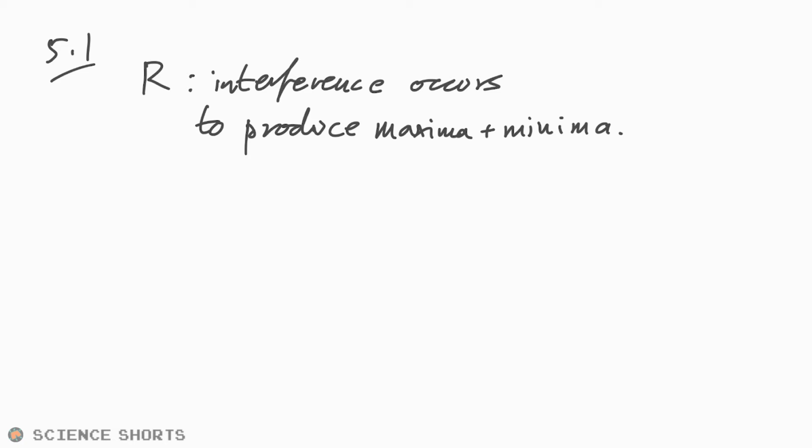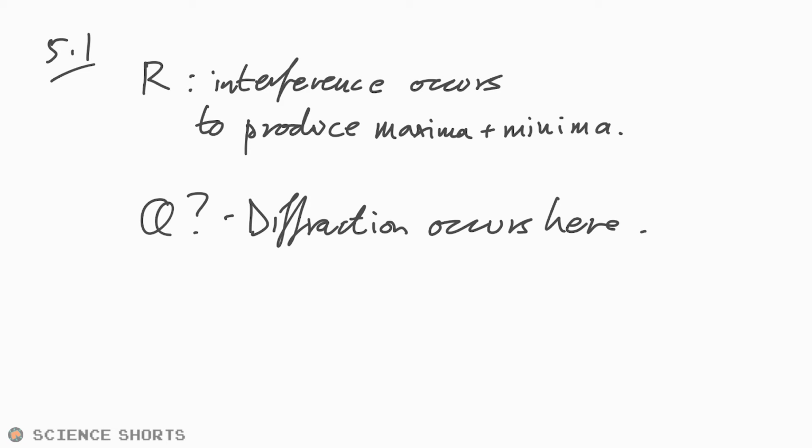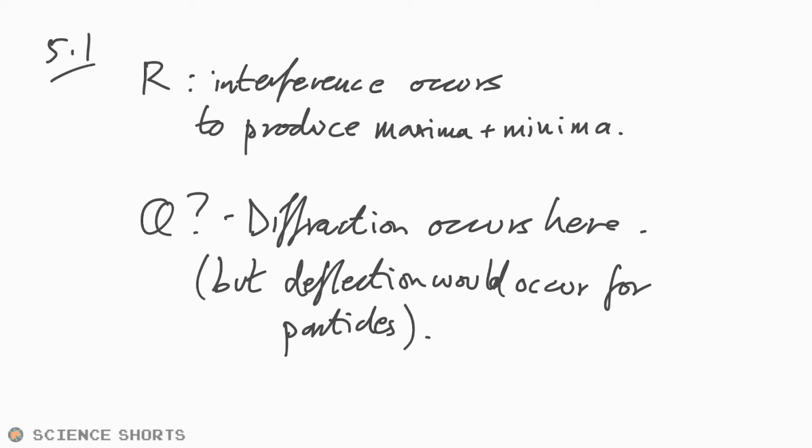However, you would be forgiven for thinking that Q, we could say as well, because diffraction occurs here. The problem with that is that technically, even if they just acted like particles, they would still be deflected, but deflection would still occur for particles. I'm sorry, the mark scheme actually says Q. I am at a loss for words. I really have no idea what they're smoking over at AQA. So the answer, if they really want to go down that route, has to be Q and R.